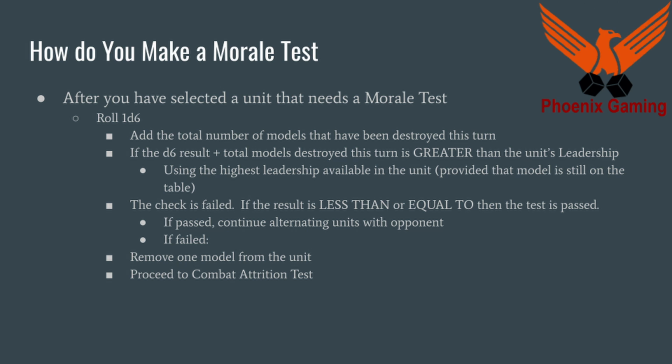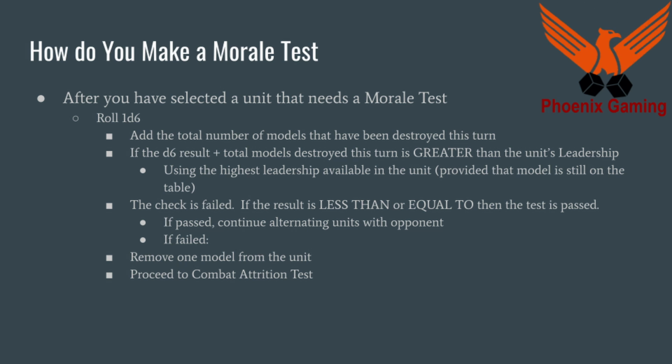What that means is if you lose 3 models, let's say you lose 3 models, and you're playing Space Marines. They have a leadership of 7, but their sergeants have a leadership of 8, and you will always use the highest leadership available in the unit as long as that model is still on the table. So as long as your sergeant's on the table, you're going to use a leadership of 8. You lose 3 models, you roll a d6. Let's say you roll a 5. 5 plus 3 is 8. That is not greater than the unit's leadership, so you pass.